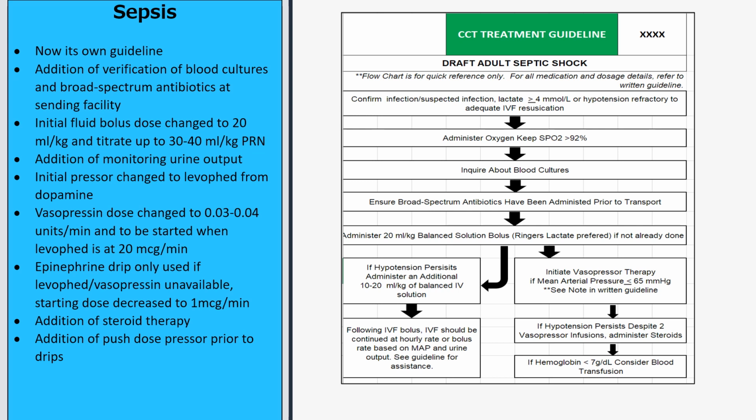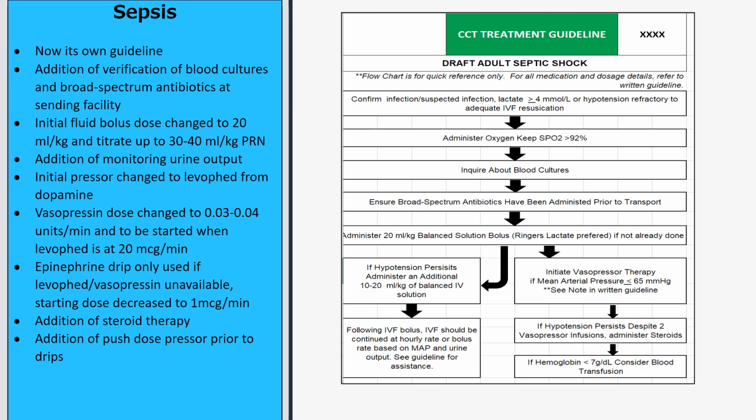Initiate vasopressor therapy if the mean arterial pressure is less than or equal to 65. See the note in the written guideline. If hypotension persists despite 2 vasopressor infusions, administer steroids. If hemoglobin is less than 7, consider blood transfusion.